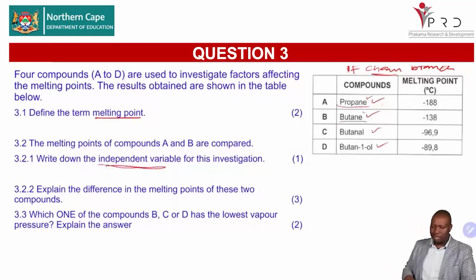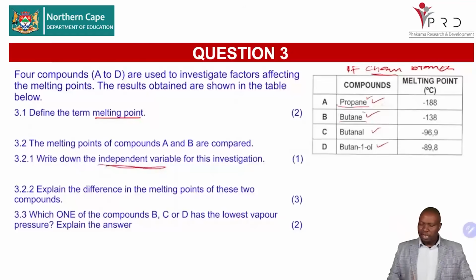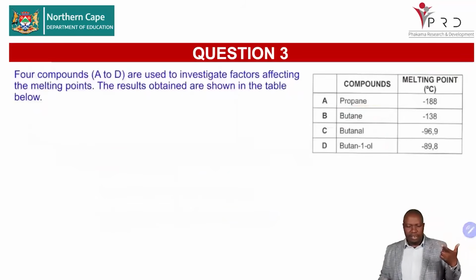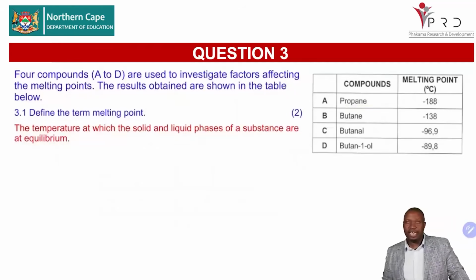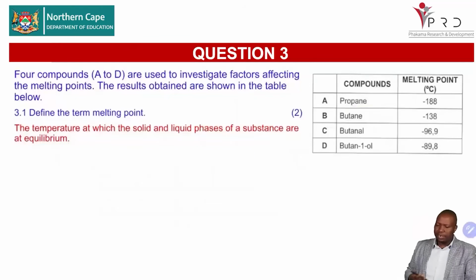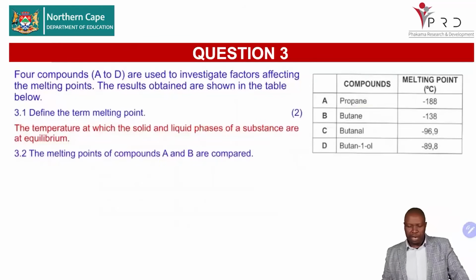So the molecular mass is definitely different. And then the question will say, indicate the difference. You're able to do that. So as given, define melting point, you're able to define it. And then the melting points of compounds A and B are compared.